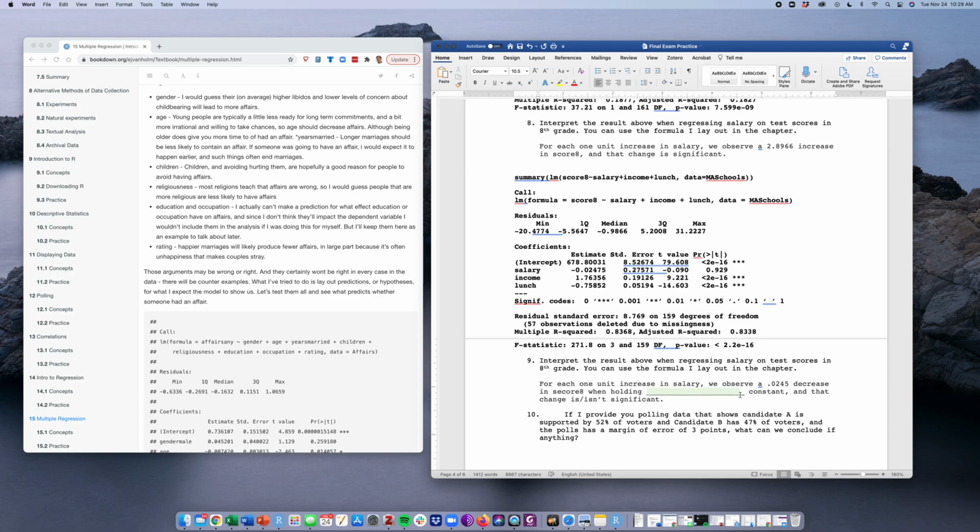When we hold income and lunch constant, we're holding the other independent variables constant while we're interpreting salary. So we're holding income and lunch constant, and that change is no longer significant. That change is not significant. So for each 1 unit increase in salary, we observe a 0.0245 decrease in score 8 when holding income and lunch constant, and that change isn't significant.